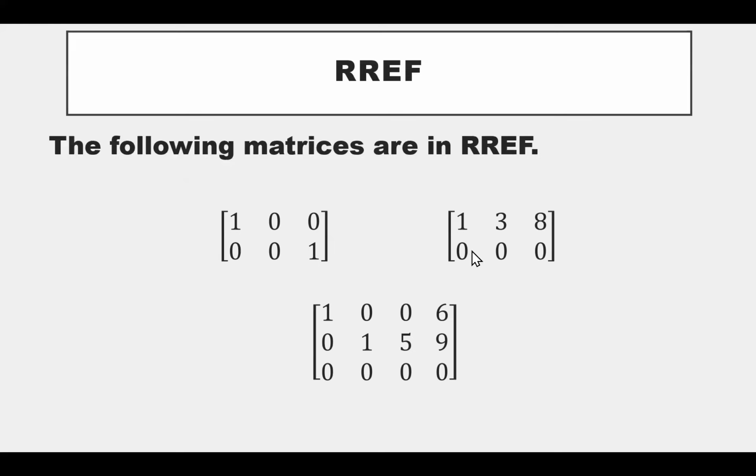Now zeros have to be below and above the pivot positions, but in any other positions, it really doesn't matter if zeros are below and above. In this case, it was. So it's perfectly okay to have 1, 3, 8, and then a row of zeros.